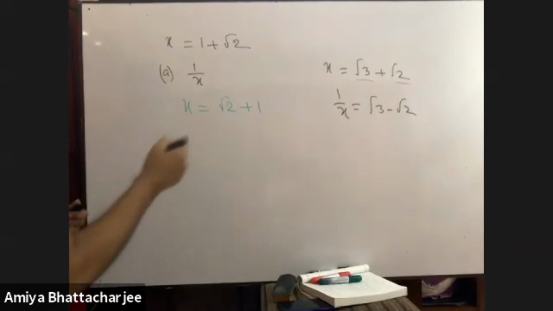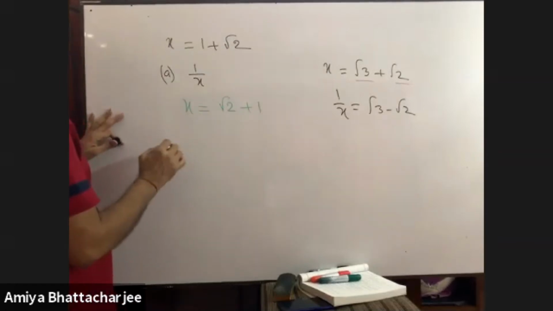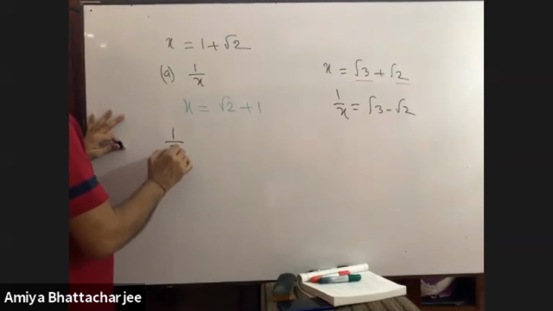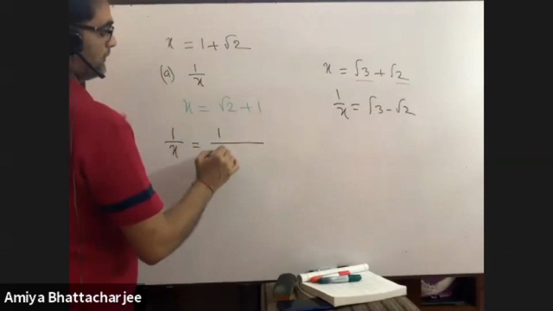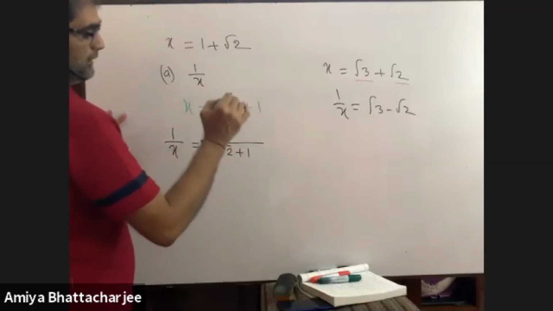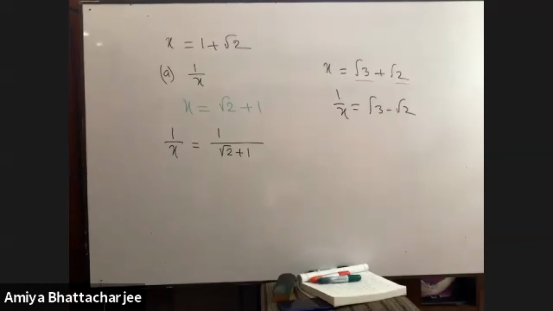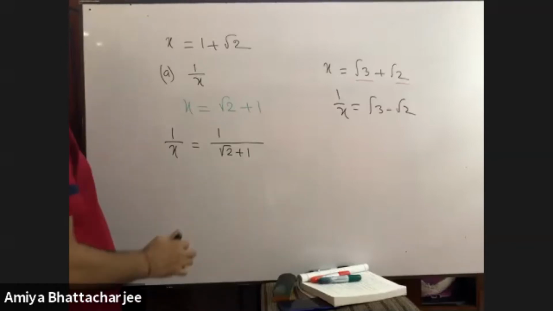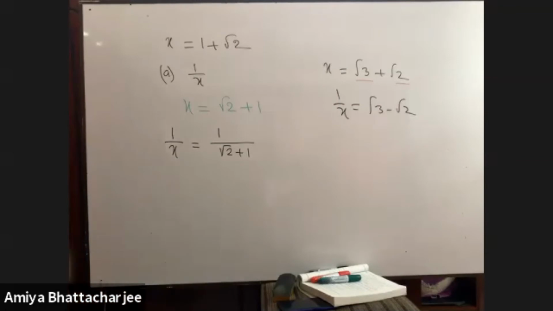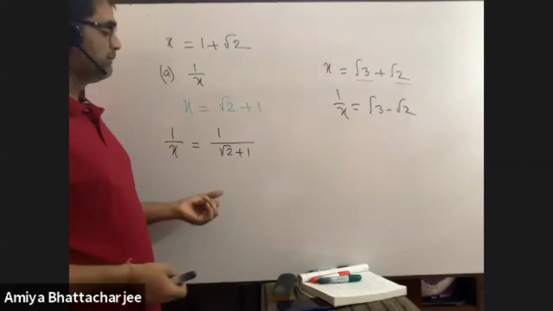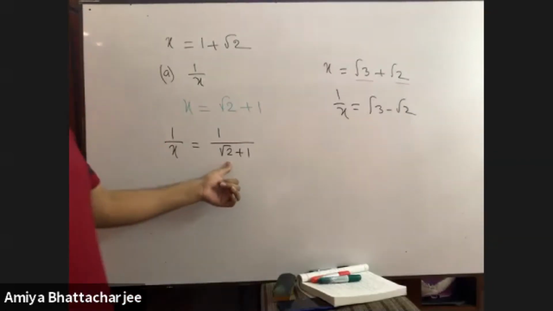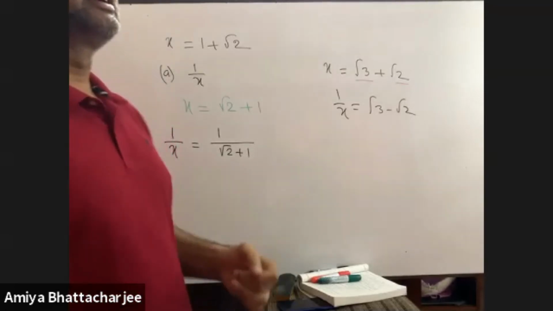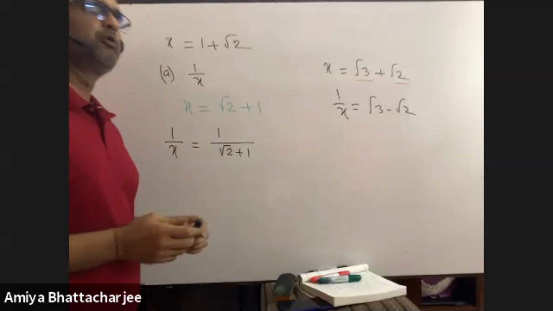But if you want to do this math, it is really a matter of great regret that you cannot. 1 by x equals what? 1 by root 2 plus 1. And by this time, perhaps you all have been acquainted that root 2 is an irrational number, right? If you get the denominator irrational, your first duty is to rationalize the denominator. I repeat, if you ever get the denominator as an irrational number, your first duty is to rationalize the denominator. And how to rationalize?